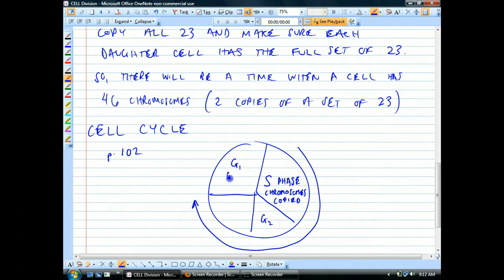Then, on the outside of this phase, we have what's called G1 and G2, and these are pretty simple. These are just called the gap phases. Basically, the cell is doing not too much. It's basically resting. That's why it's called a gap.